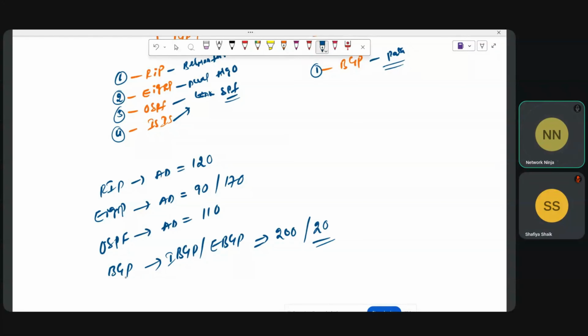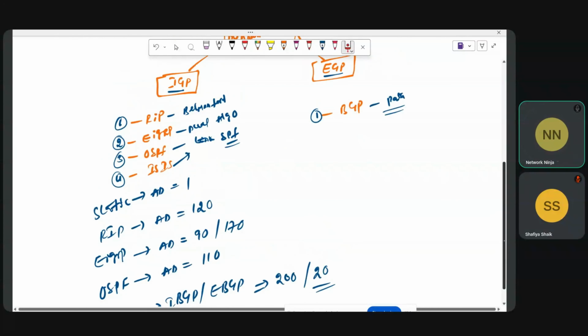And the static route, the very first route we have, static routing AD value is 1. So every router is going to select from which routing protocol it has to learn the routes. It's going to select based on the AD values.